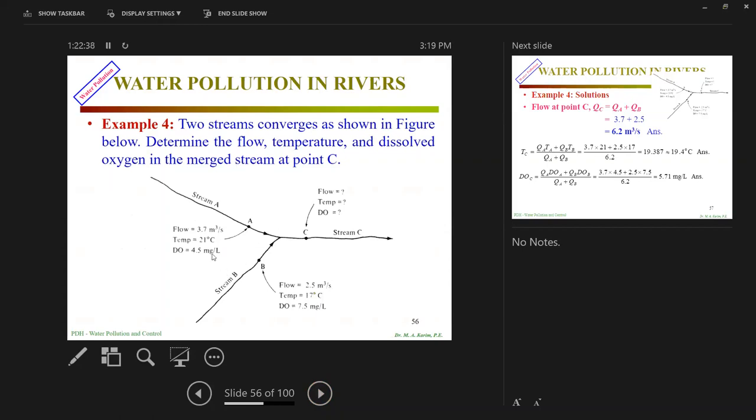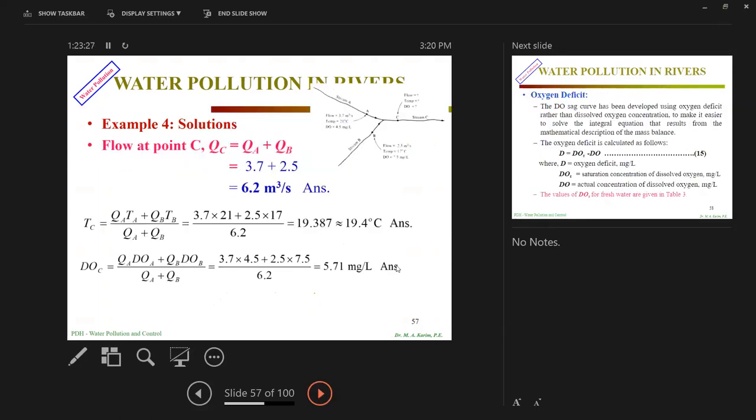So I have a stream A and a stream B. Stream A flow is 3.7, temperature is 21, dissolved oxygen 4.5. Here, flow is 2.5, temperature is 17, and dissolved oxygen 4.5. Now I'm looking for the flow at stream C, the temperature and dissolved oxygen. What is the best way to do that? The weighted average. The other thing we know from fluid mechanics is the continuity equation. If I have two flows coming into one place, I just add them up: QA plus QB equals QC. So in this case, the flow rate would be 3.7 plus 2.5, equal to 6.2, right? 6.2 per second. Then the remaining temperature and dissolved oxygen will be the weighted average.